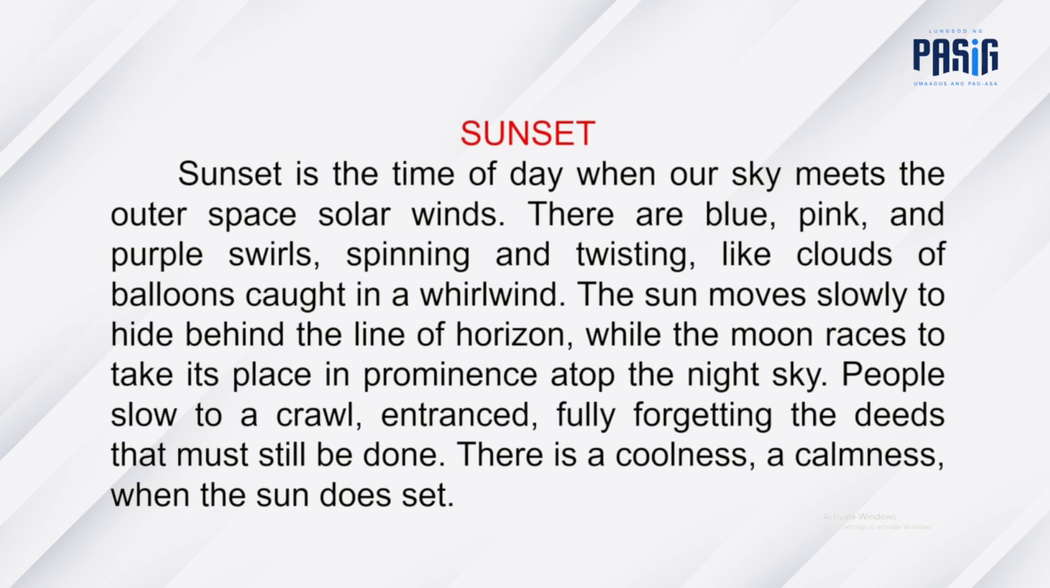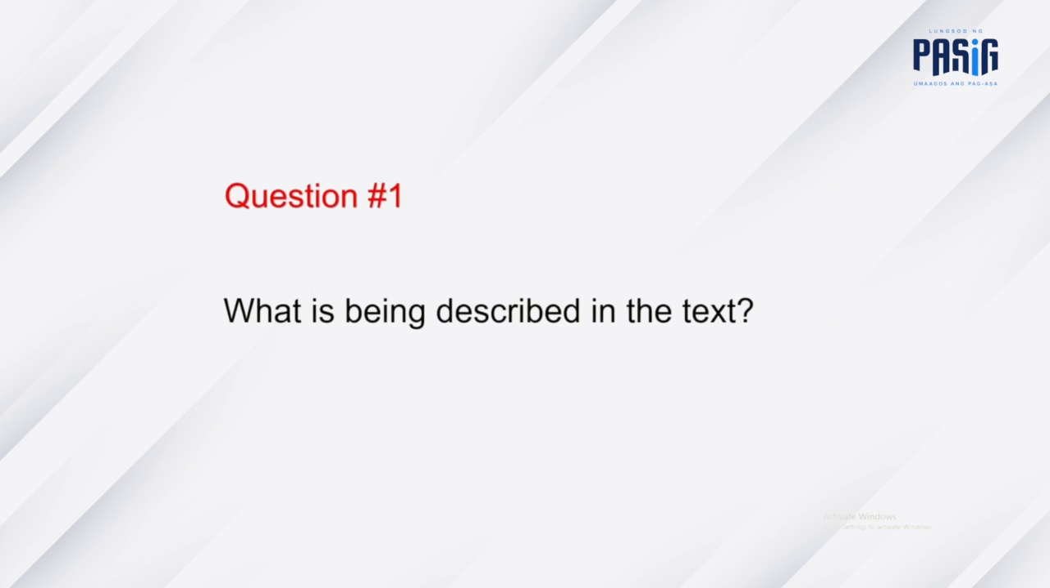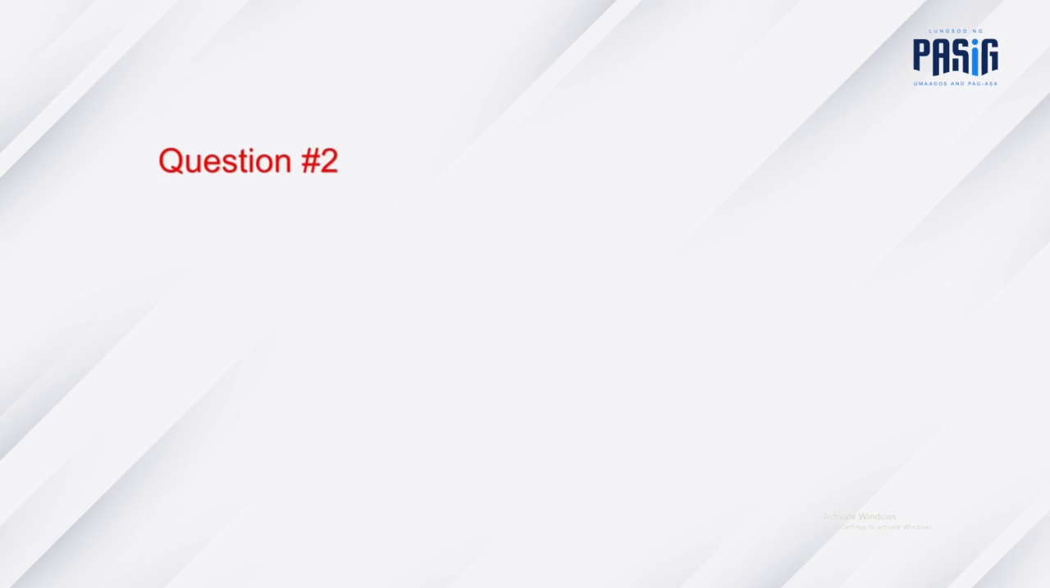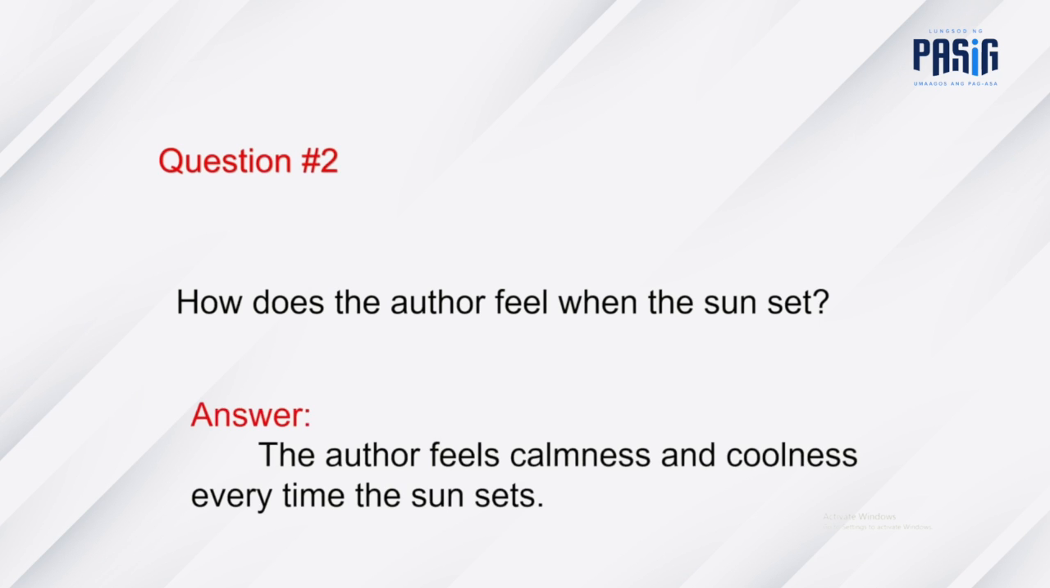Let's start with the first question. 1. What is being described in the text? Correct! It is the sunset that is being described in the text. Next question. What does the author feel when the sun sets? You are right! The author feels calmness and coolness every time the sun sets.